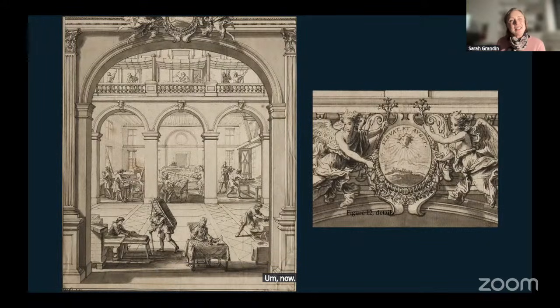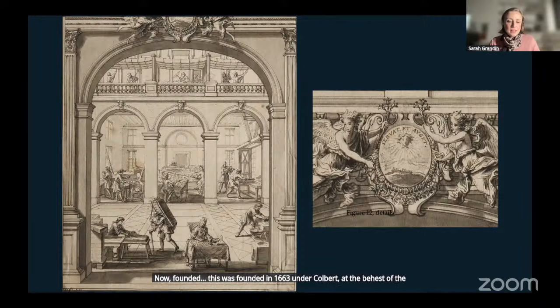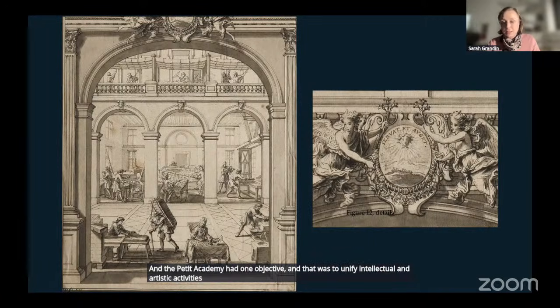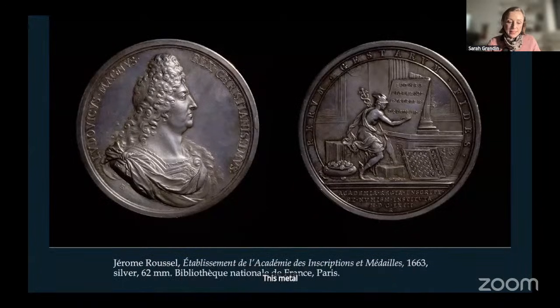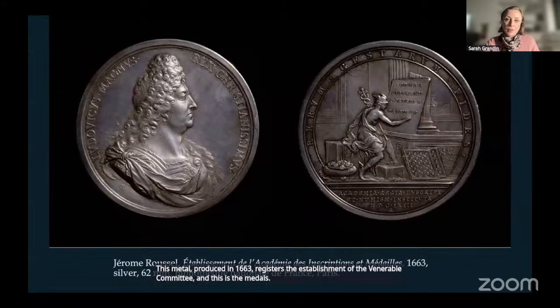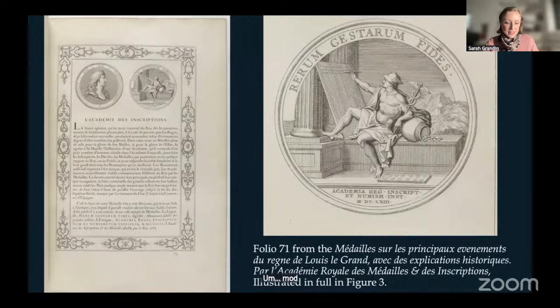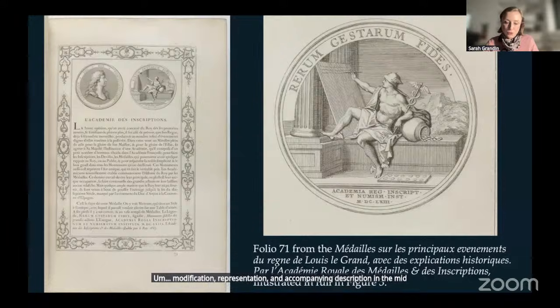This was founded in 1663 under Colbert at the behest of the king, and the Petite Académie had one objective, and that was to unify intellectual and artistic activities to conform to the king's political vision. This medal, produced in 1663, registers the establishment of the Venerable Committee, and this is the medal's modification, representation, and accompanying description in the Médaille in 1702.